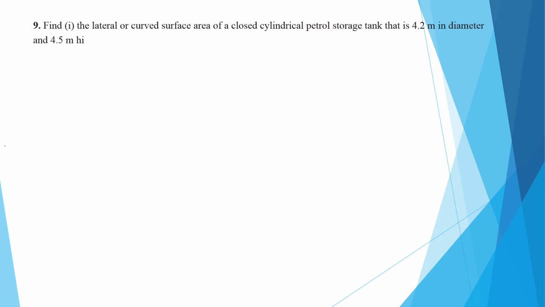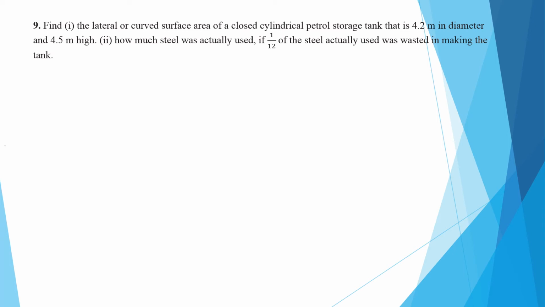Now this question we will take, that is question number 9. We need to find the lateral surface area or curved surface area. We can say two names are there, lateral or curved surface, both are the same, of the closed cylindrical petrol storage tank. Closed means the total surface area we are talking about. But here when it is asked to find the lateral surface area, we need to find that, for a tank whose diameter is given 4.2 meter and the height is 4.5 meter. How much steel is used if 1 by 12 of the steel actually used was wasted in making the tank?